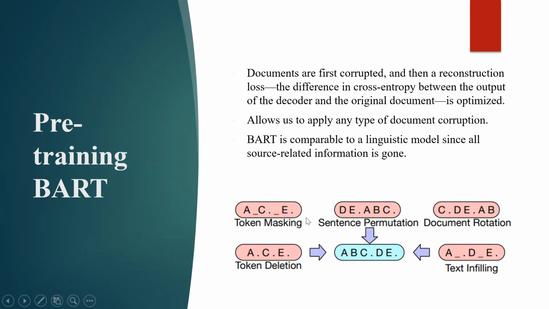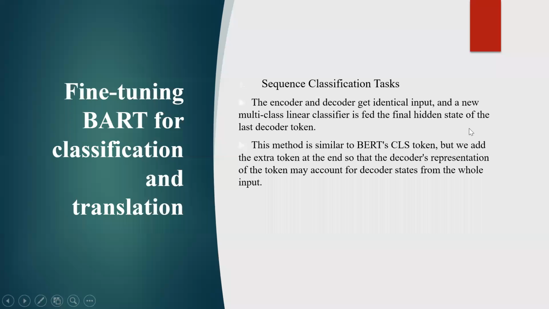where there will be encoding; sentence permutation, based on the sentences that we are giving as input; document rotation, where we can change the document flow and how it is written; token deletion; and text infilling, where there is a gap between the text or words. This is how BART works.